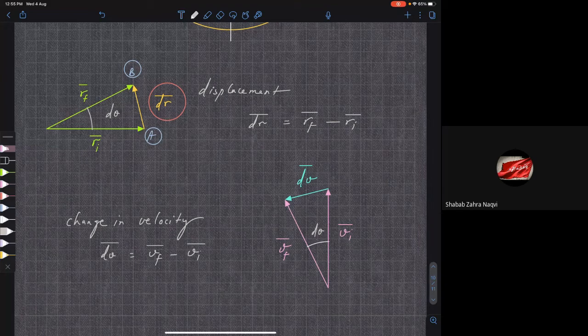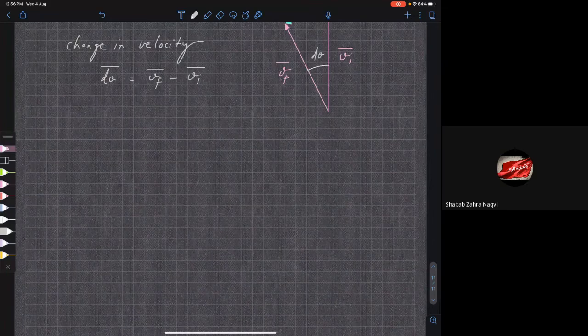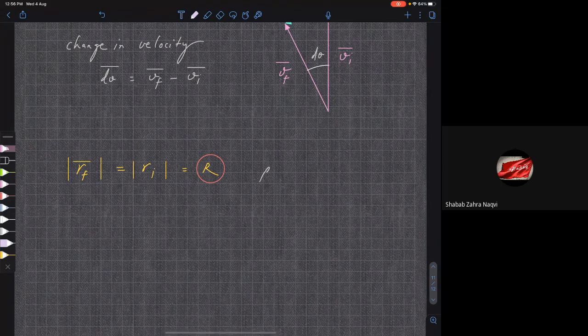Okay. Now these two are similar triangles. Do you agree? Why? The magnitude of RF equals the magnitude of RI. R doesn't change, because the object is on a circle, so it is equal to R. Reason? R doesn't change. Clear? Next.